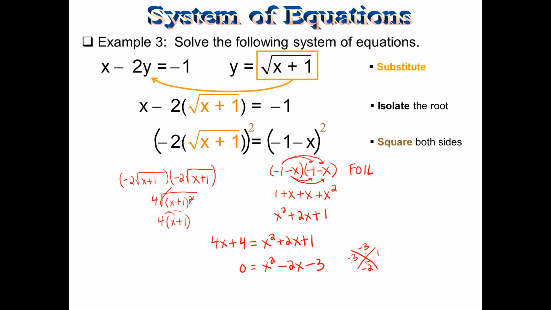Okay, I'm supposed to divide by a. So I end up with x minus 3 times x plus 1. And if I solve, meaning I set equal to 0, I get x equals 3, and I get x equals negative 1.